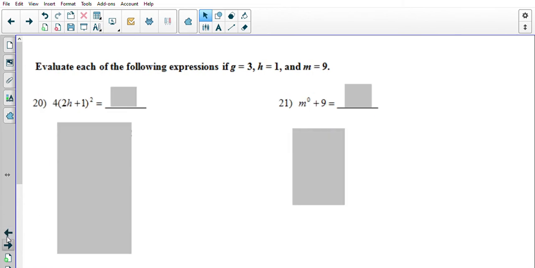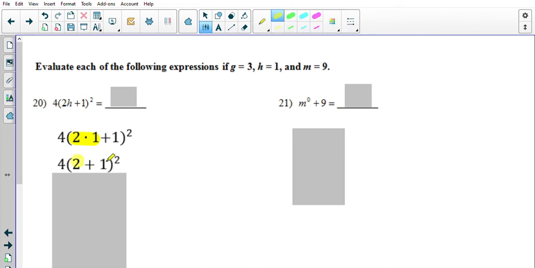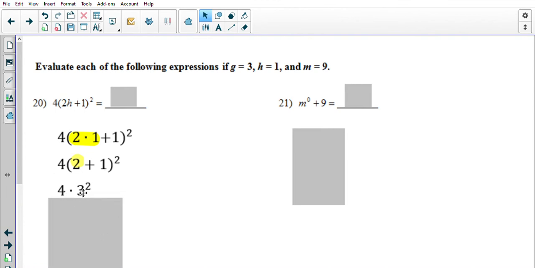All right, moving right along. Number 20, we're going to replace h with 1. So we have 4 and then in parentheses 2 times 1 plus 1 all to the 2nd power. In those parentheses, follow order of operations. Do 2 times 1, which of course is going to get us 2. 2 plus 1, of course, is going to get us 3. So we now have 4 times 3 squared.